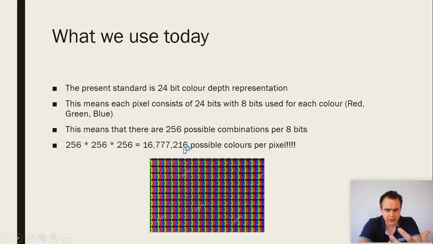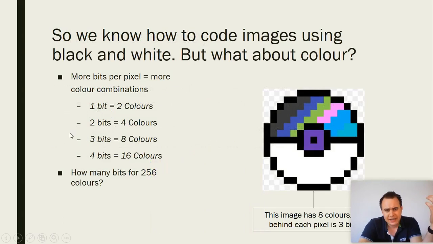So let's get down some notes on this. Can you please write down: more bits per pixel equals more color combinations, and then write this down here. So pause the video and then come back.